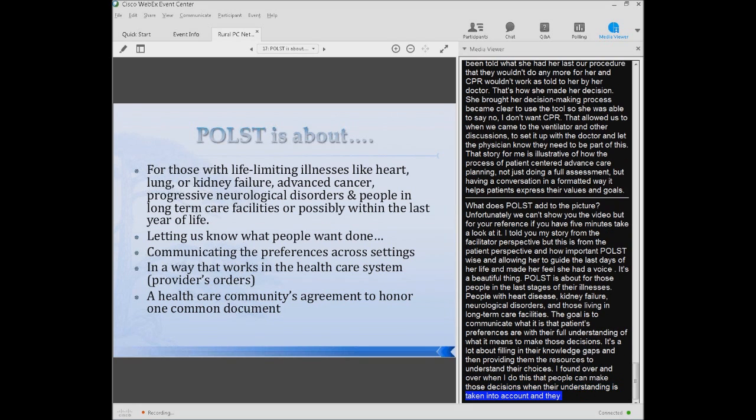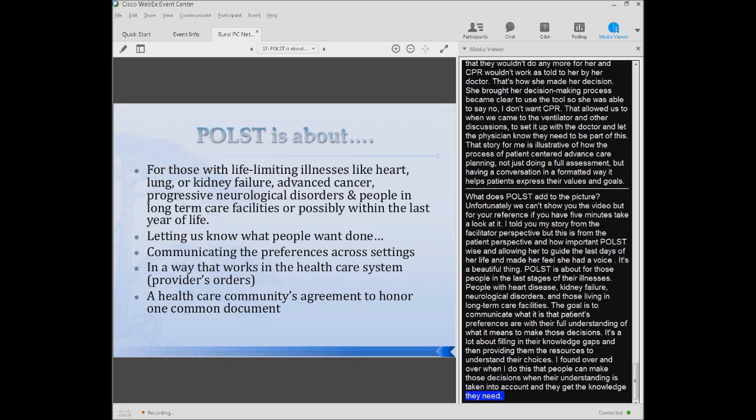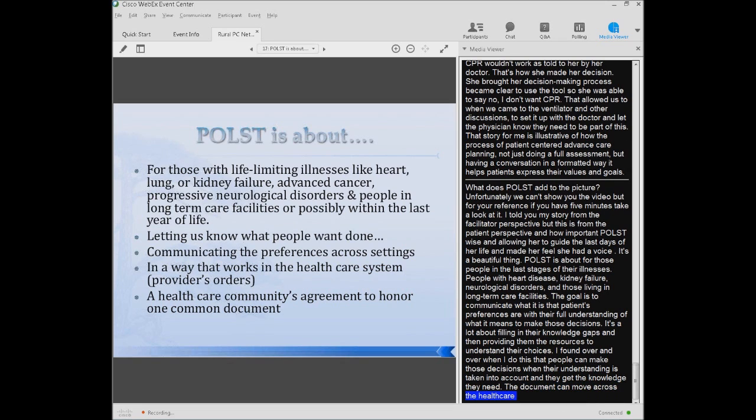And the document can move across our healthcare continuum. It's the only document in Bemidji I know of that will be honored by the EMTs, by our long-term care facilities, at the hospital, all of those places. Next slide.